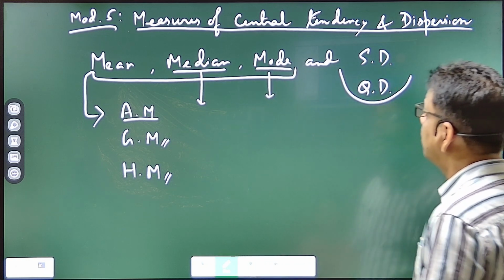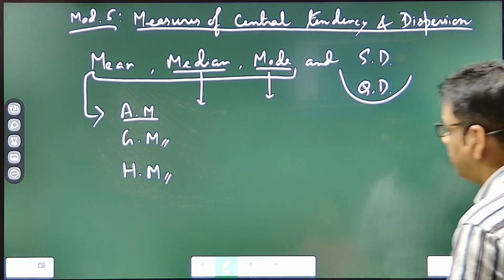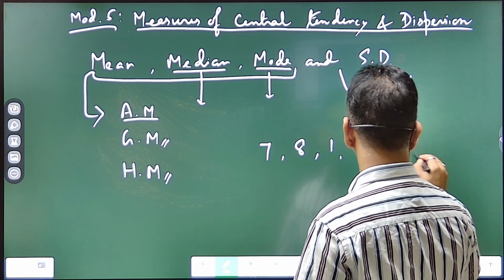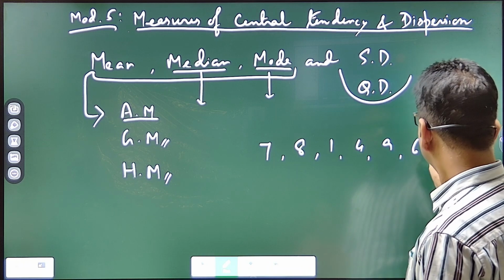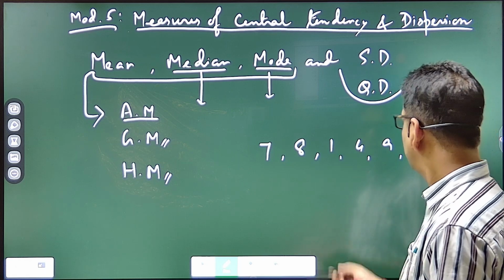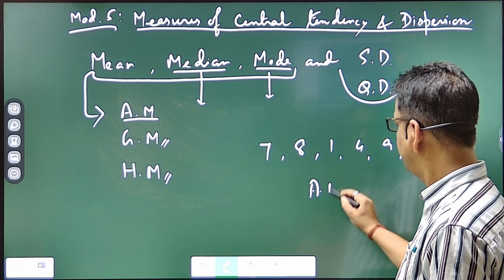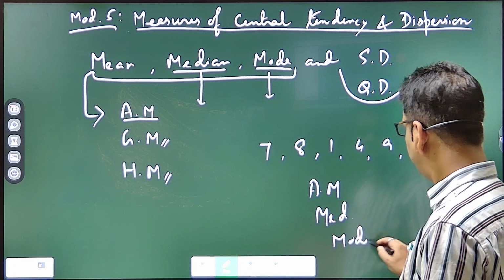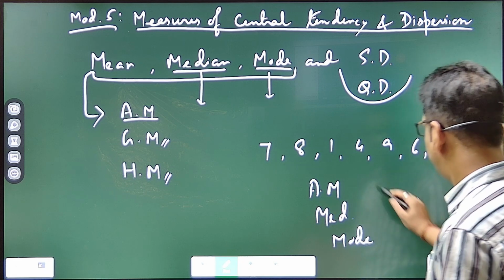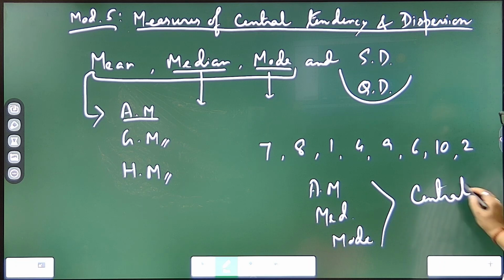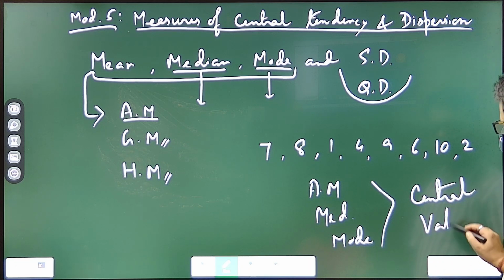Now these are all called measures of central tendency. It's because suppose you have some data like 7, 8, 1, 4, 9, 6. It's an example. Okay. Or suppose one more, then 10, and suppose 2. Now when we find arithmetic mean, when we find median, or when we find mode, they approximately give a middlemost value. They approximately give a central value. Central means at the center or in the middle. So since they give a central value, that's why they are called central tendency.